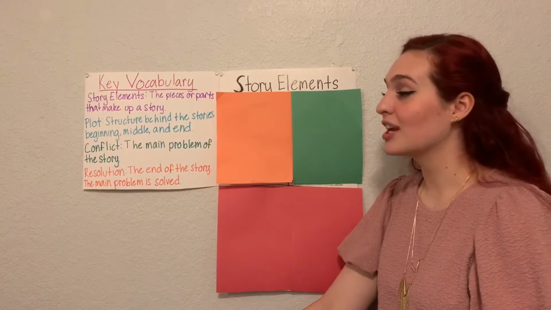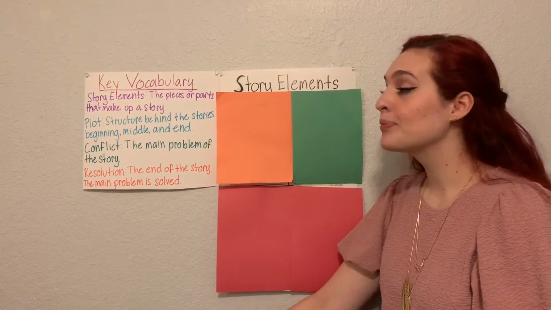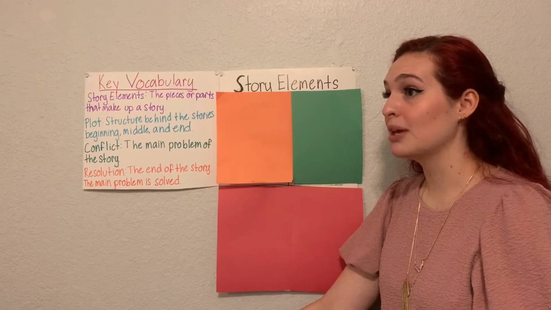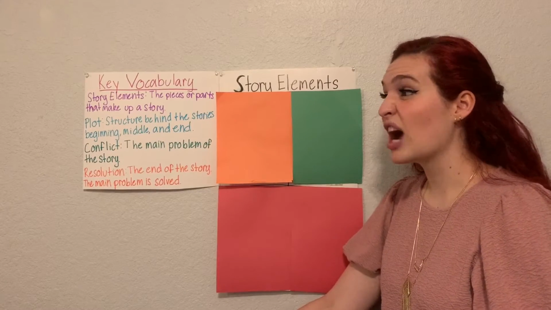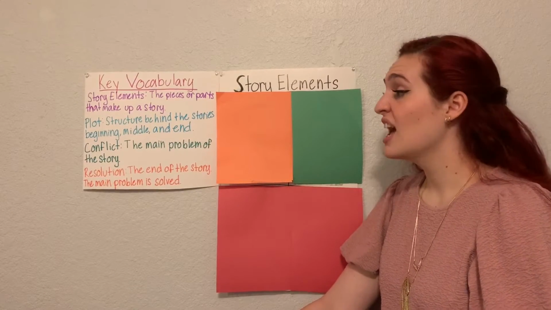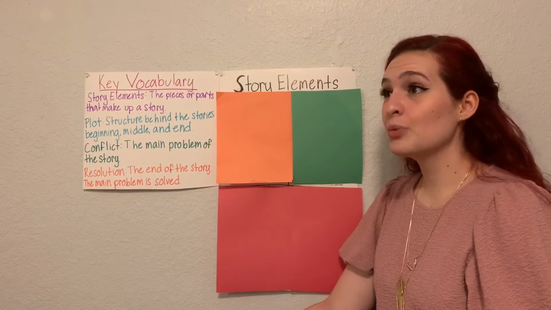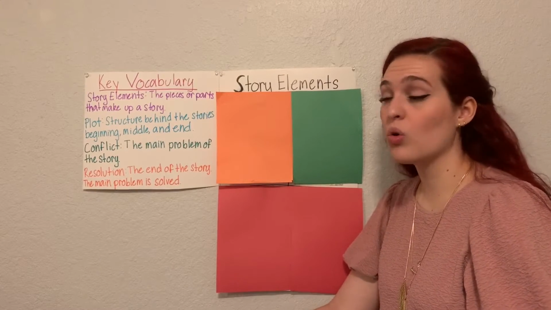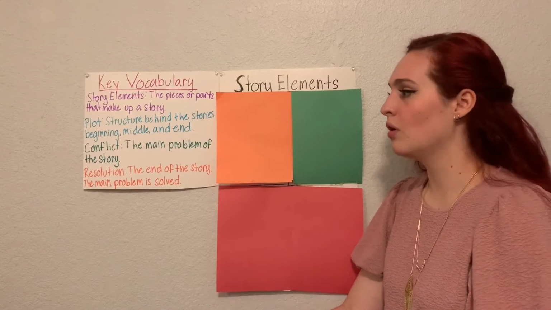Our next word is conflict. This is the main problem of the story. The conflict can look like a bunch of different things. It could be two characters arguing. It could be a character having their own problems. It could be a character dealing with the result of something like a natural storm or a tornado, a hurricane, something like that, something out of their control.